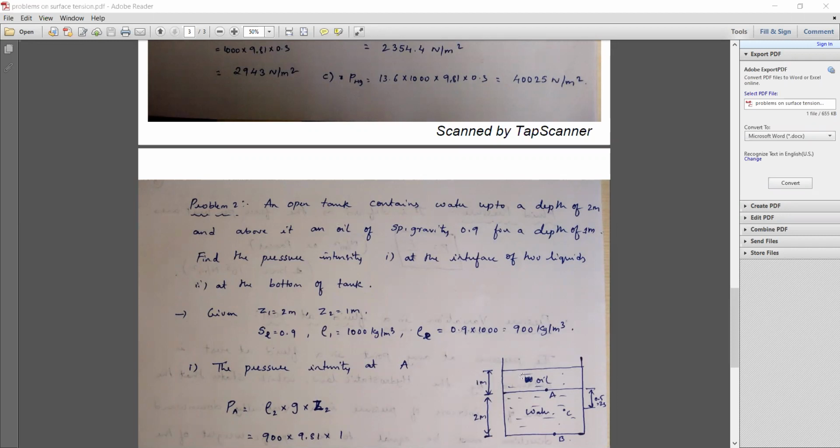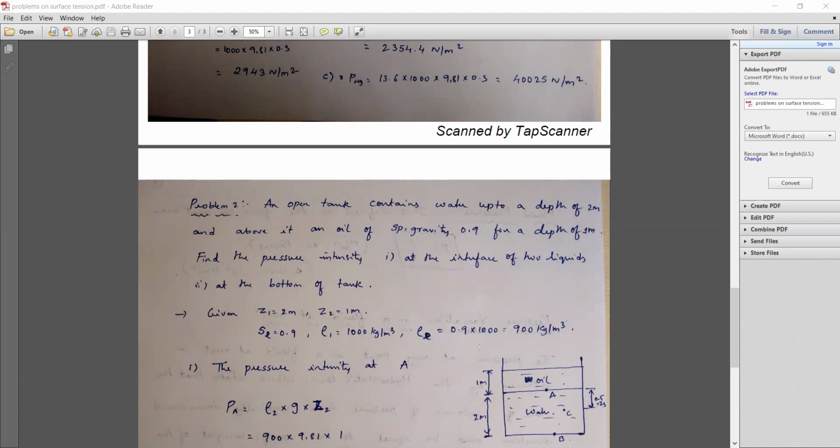He's asking to find the pressure at the interface of the oil and at the bottom of the tank. So now you can give these two points. Since he said first to find the pressure at the interface of the two liquids, where water and oil are joined, you can take it as the first point A. Next, he is asking at the bottom of the tank, so keep it as point B. We are going to find PA, the pressure at the interface, and PB, the pressure at the bottom.